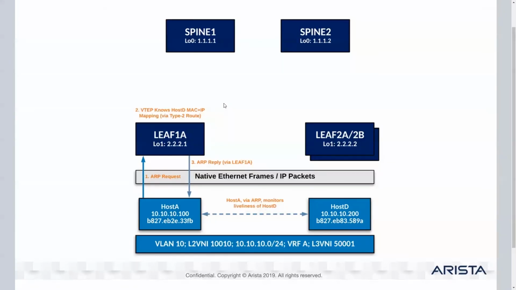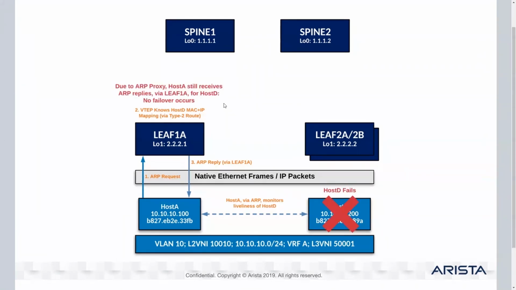And again, fairly straightforward. In this rudimentary example, host A is just checking the liveliness of host D, and it's doing that via just ARP requests. Hey, who owns .200? If I get a reply, I'm going to assume that that's alive. Fantastic. Well, that's all well and good, and we see here that leaf 1A is performing the ARP proxy for host D, and everything's fine. Host D is up, happy, live, good to go.